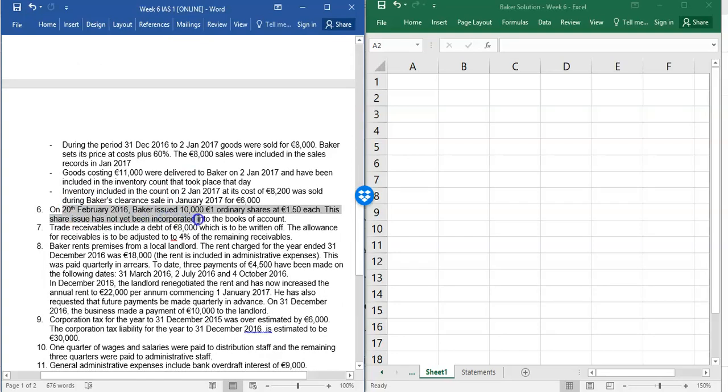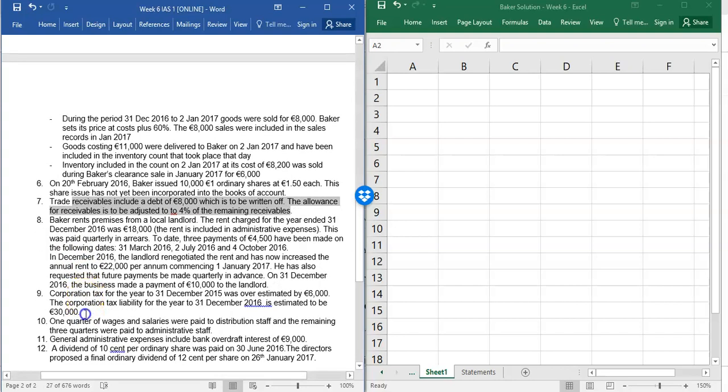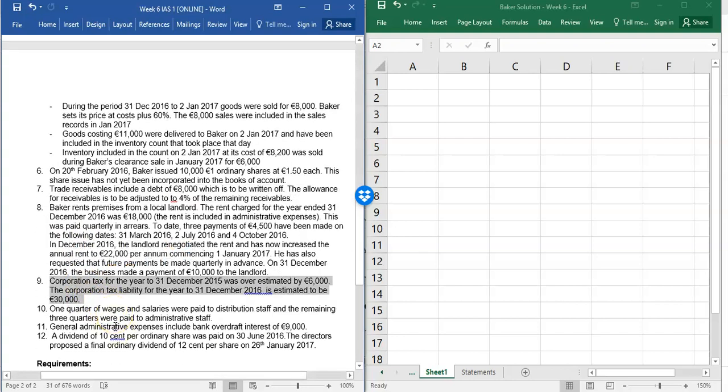Note 6 says we have a share issue which wasn't accounted for. Note 7 is a normal bad debt and a new allowance at the end of the year. So quite a predictable working. We have a bit more complex working in Note 8, which deals with rent, including rent expense and possibly rent prepaid at the end of the year. Then you have a normal corporation tax adjustment, Note 9.